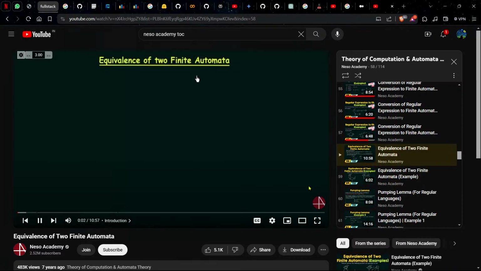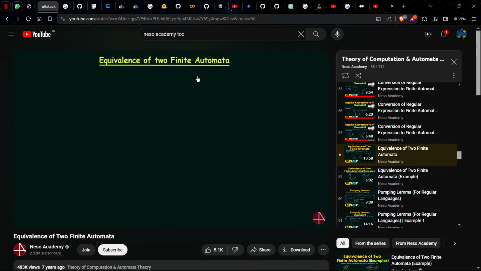In this lecture, we will be studying about equivalence of two finite automata, which means that given two finite automata, how do you recognize or identify whether these two given finite automata are the same or not? And what do we mean by same or equivalent? By equivalent, we mean that the two automata perform the same kind of function. That means the languages they accept will be the same. So that is what we are going to study.